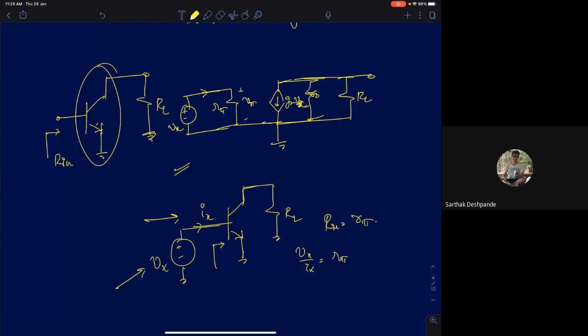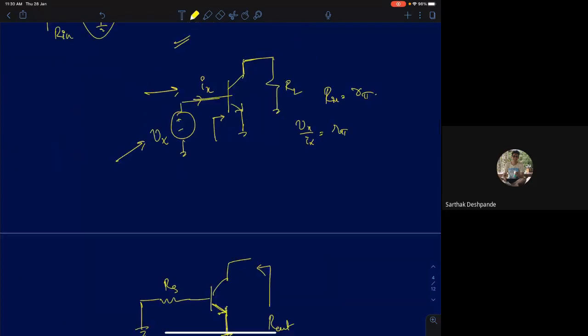Now, if I apply a voltage Vx and try to find the current Ix, what will be the ratio of Vx by Ix? R pi, right? It's just R pi. So therefore, that's it. R pi is the input resistance. So the input resistance is R pi. What does R pi depend upon? It is actually beta by gm, which is nothing but beta into Vt upon the quiescent collector current.